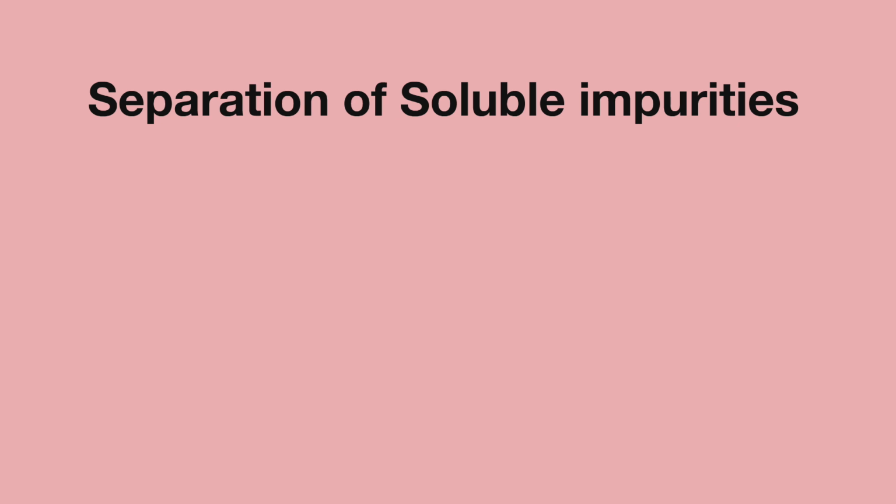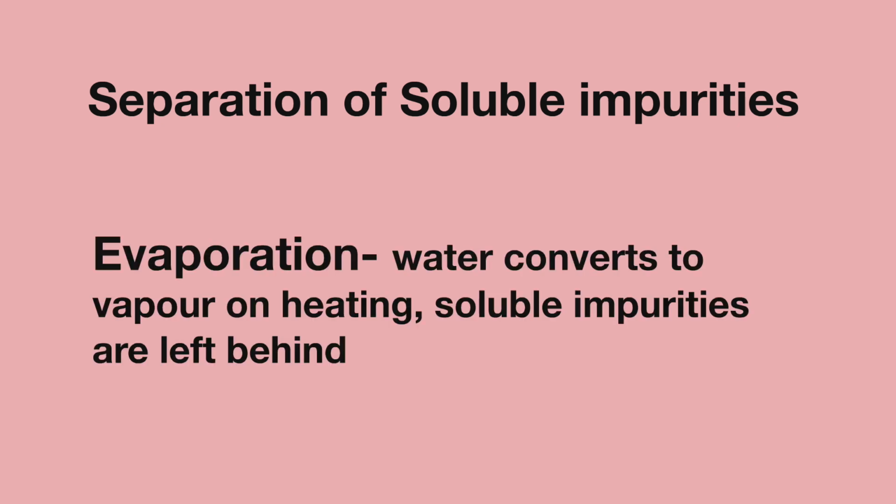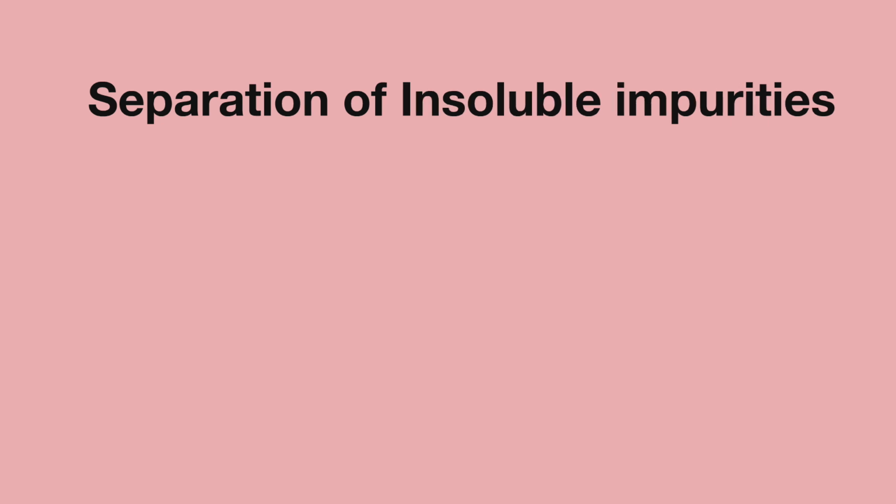How do we separate soluble impurities from water? By evaporation. It's the process of changing water into water vapor on heating. When the water evaporates, soluble impurities are left behind. How do we separate insoluble substances from water? This is by sedimentation and decantation or by filtration.